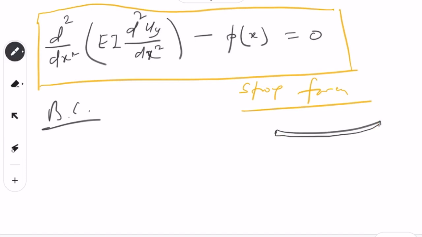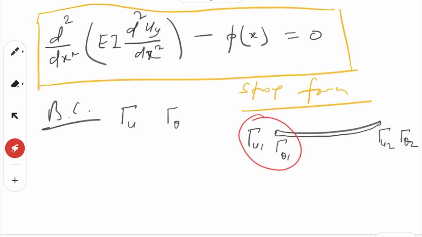So you have to give, there will be 2 kinds of boundary: gamma u boundary and gamma theta boundary. For example, at this end it will have a gamma u1 boundary and a gamma theta1 boundary, and at the other end it will be a gamma u2 boundary and a gamma theta2 boundary. So accordingly we have to give these things.